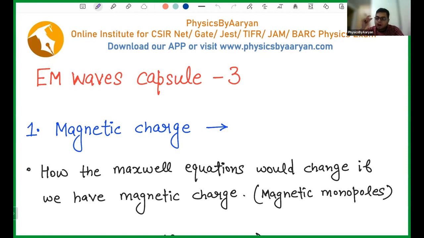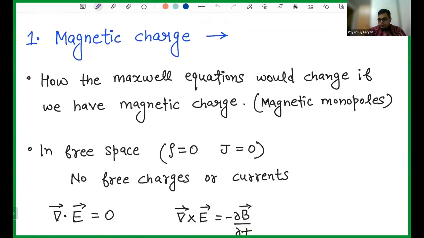In that situation, how will your Maxwell equations change? Will they remain the same or will something change? The answer is definitely yes, something will change and we want to see that change. First of all, let's see whether the Maxwell equations are symmetric. Whatever the electric field is doing, is the magnetic field also doing the same thing? Are they symmetric or not?